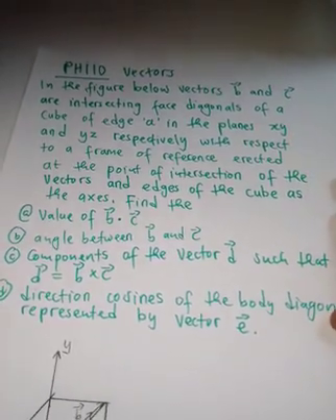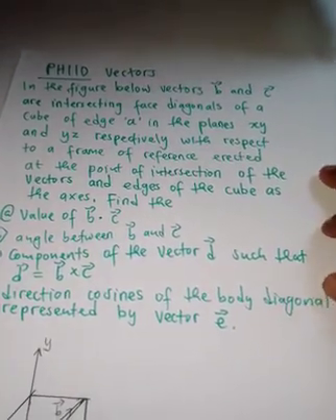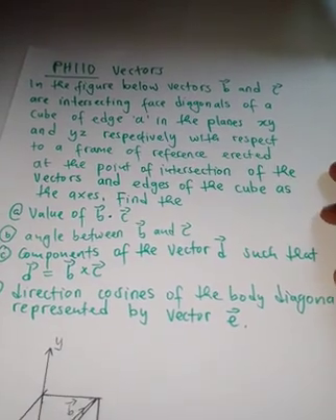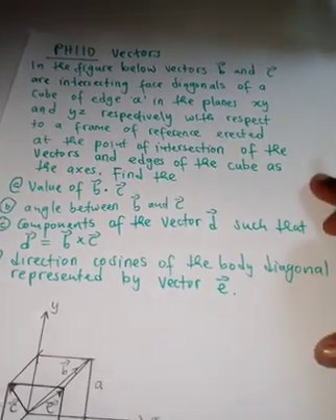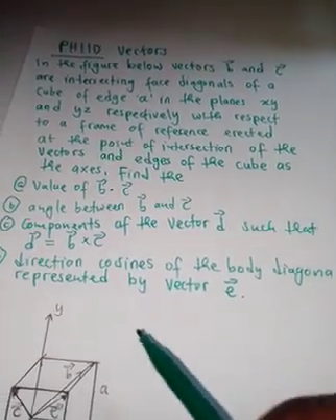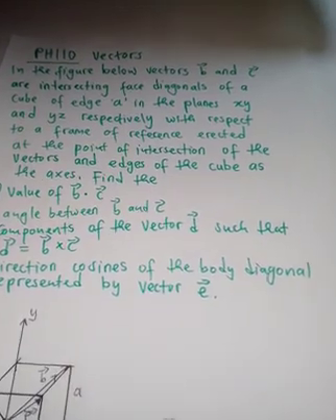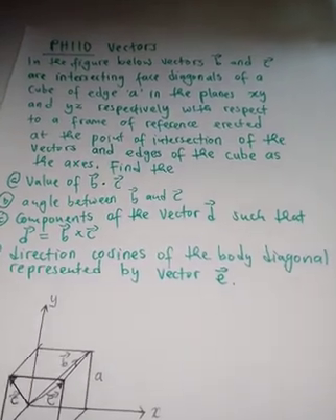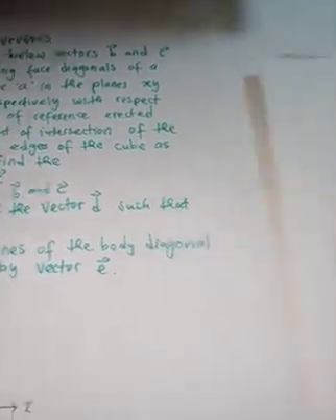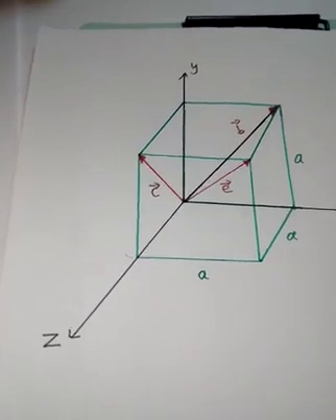Then C, we should find the components of the vector D, such that vector D is the cross product of B and C. Then lastly, we should find the direction cosines of the body diagonal represented by the vector E. Okay, so let's just look at this diagram, which is more clear.